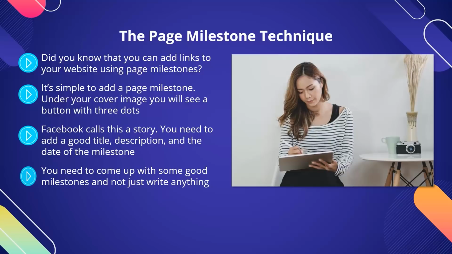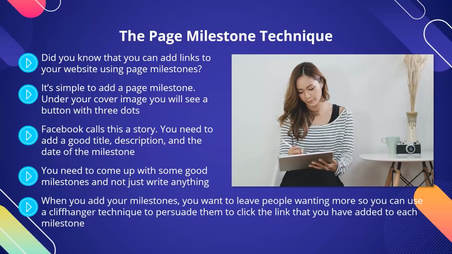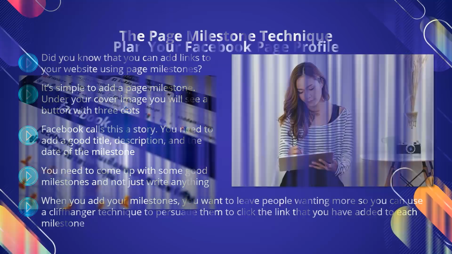Add milestones that will trigger emotions. People love zero to hero stories, so make good use of this. We will cover your backstory in the next video. When you add your milestones, you want to leave people wanting more, so you can use a cliffhanger technique to persuade them to click the link that you have added to each milestone. For example, you could tell them how you made your first few dollars online, and then tell your visitors that they can see more details by clicking the link.